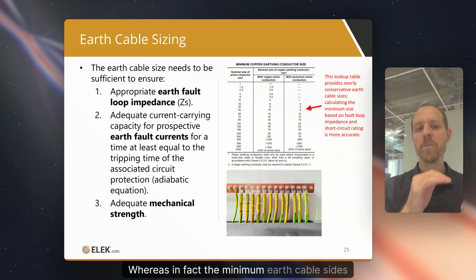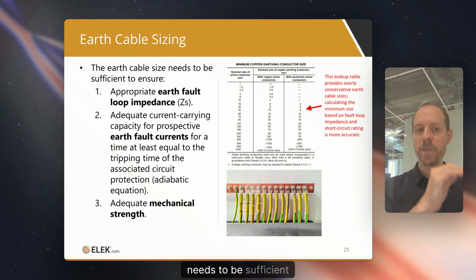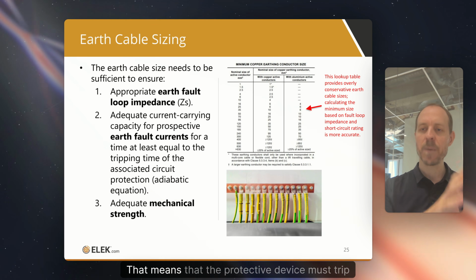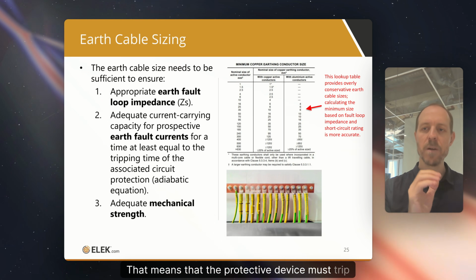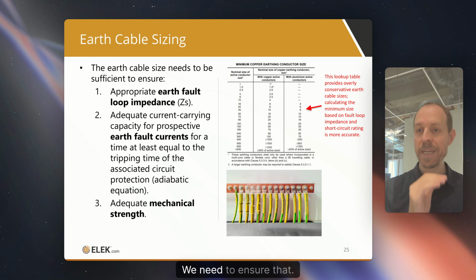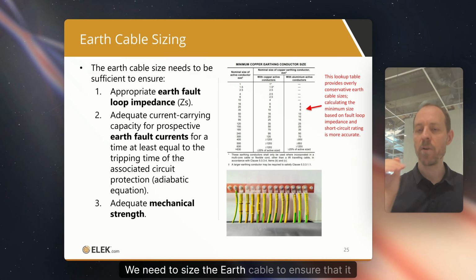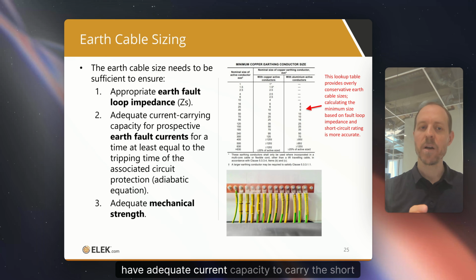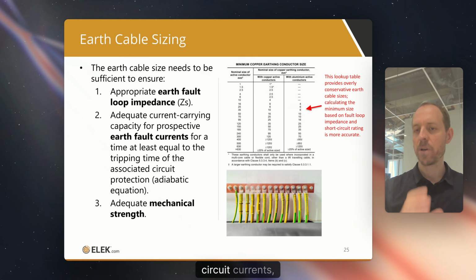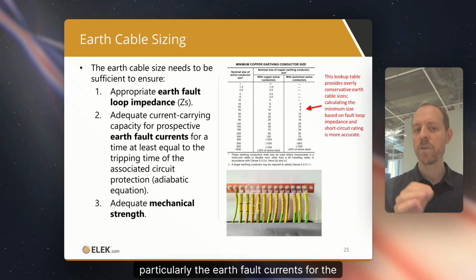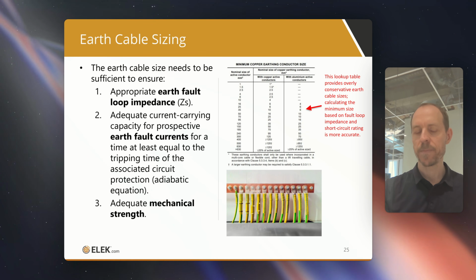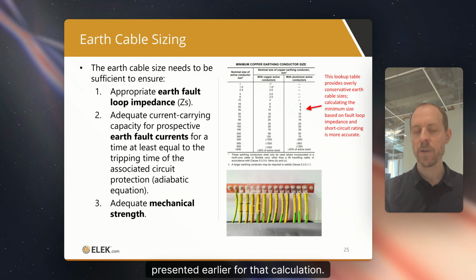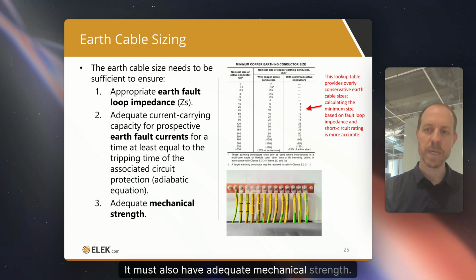Whereas in fact, the minimum earth cable size needs to be sufficient to ensure appropriate earth fault loop impedance. That means that the protective device must trip during a fault. We need to ensure that. We need to size the earth cable to ensure that. It must also have adequate current capacity to carry the short circuit currents, particularly the earth fault currents, for the earth fault clearing time. And we can use the adiabatic equation that I presented earlier for that calculation. It must also have adequate mechanical strength.